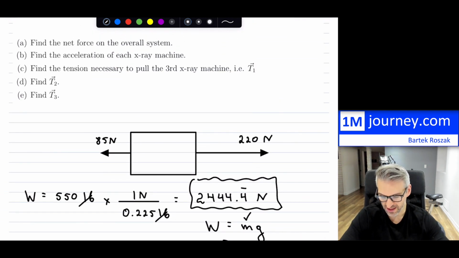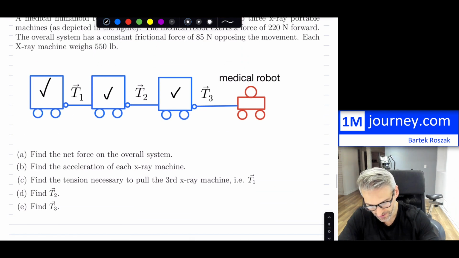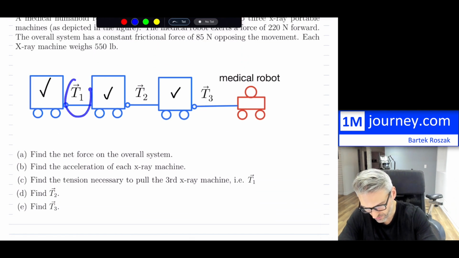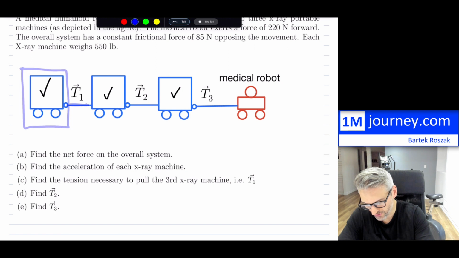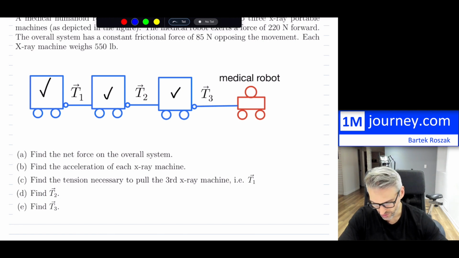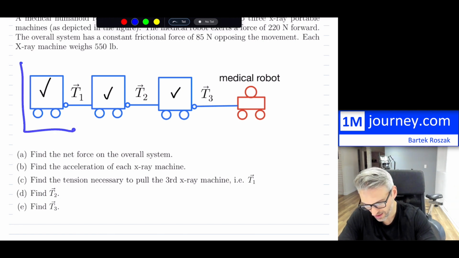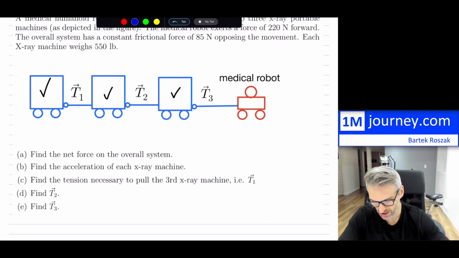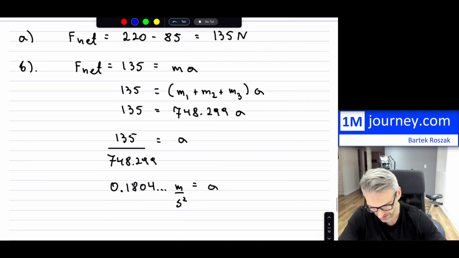Now, part C says, find the tension necessary to pull the third X-ray machine. This is the tension right here that we want to find. This particular rope is only hauling one X-ray machine, so the tension it exerts is only what's needed to keep this one accelerating at that pace. In order to do that, you basically just break this up.